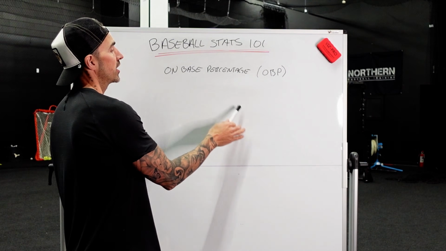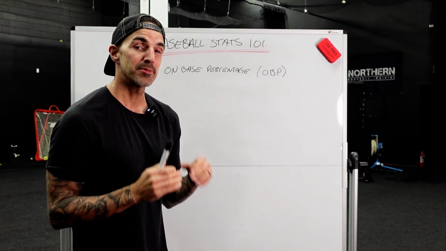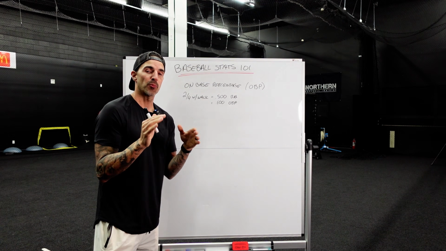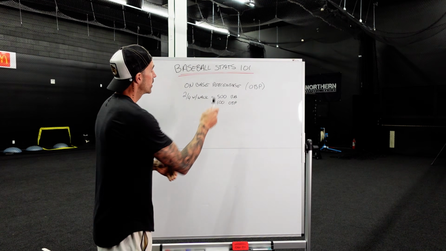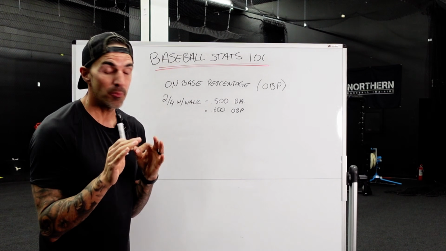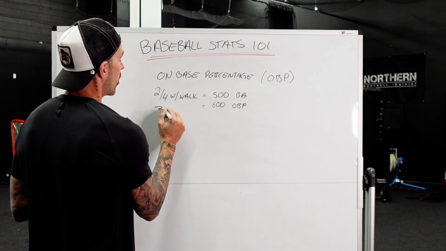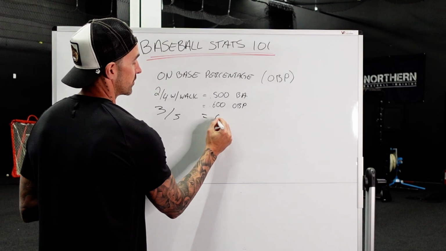Now on base percentage, or OBP, is the percentage of times that a player reaches base with every plate appearance. So if a player goes 2 for 4 plus a walk, their batting average is .500, but their on base percentage is .600, because they were on base 3 out of 5 times.